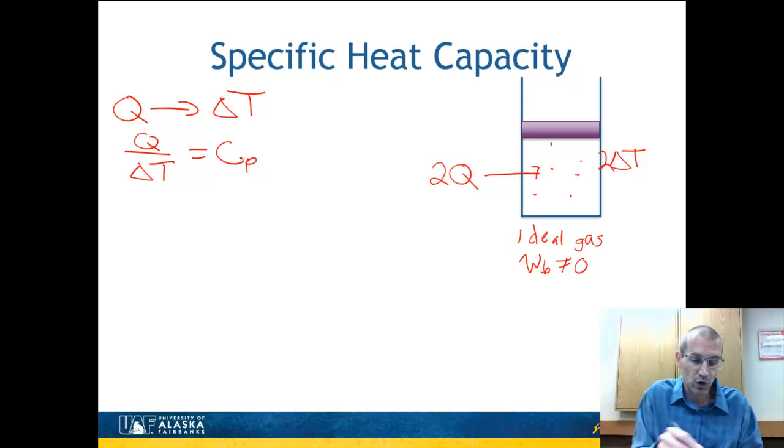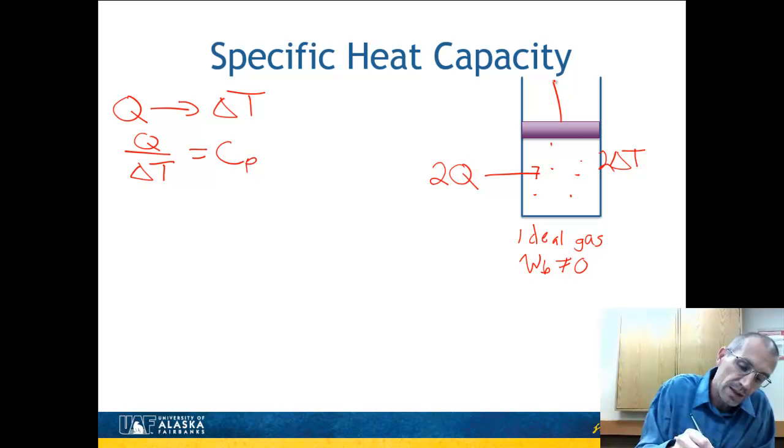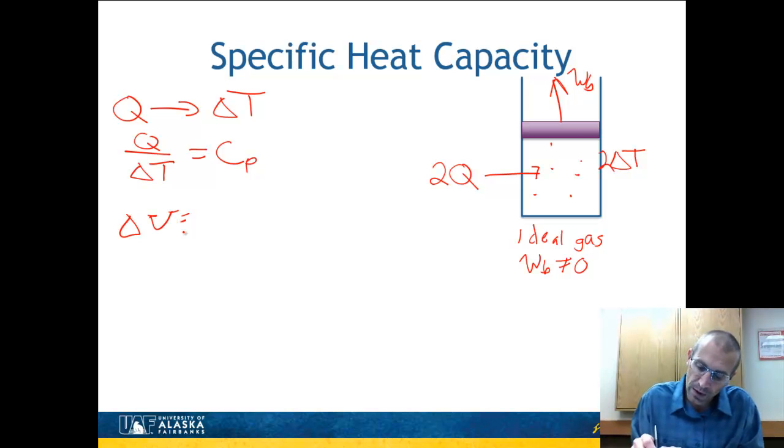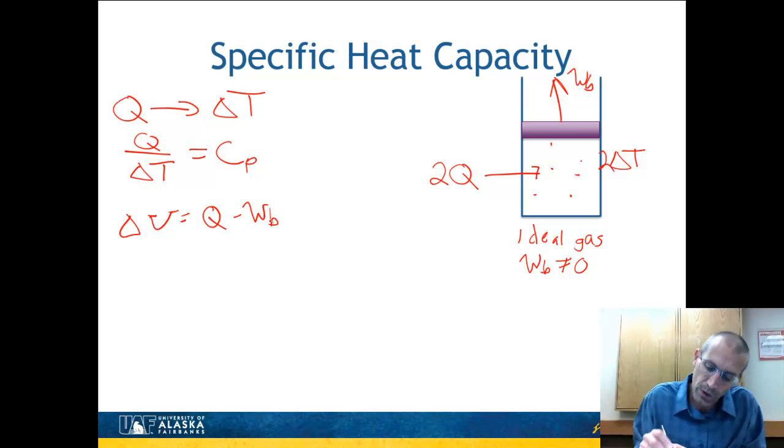Now, if I go back and look at my first law energy balance for this system, so notice that we've got boundary work that is leaving the system as this expands. So my first law energy balance would be delta U is equal to the energy in, which would be Q, minus the boundary work.